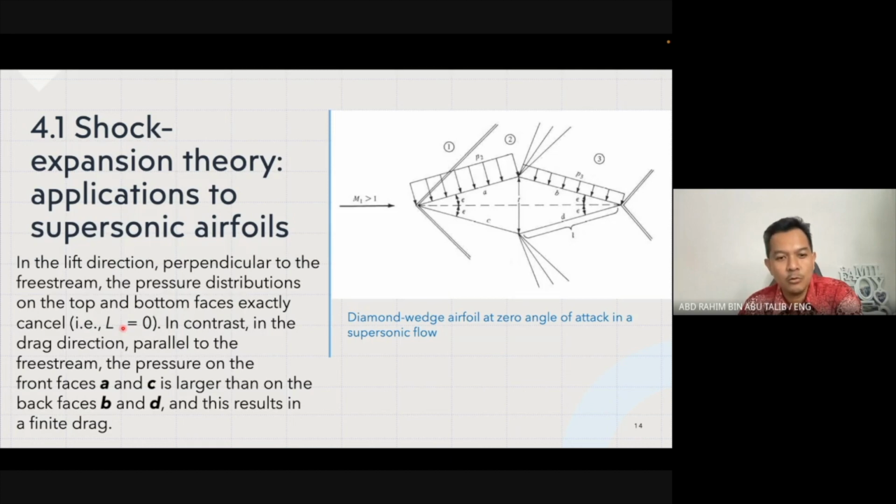L equals 0. In contrast, in the drag direction, in the free stream direction, the pressure on the front faces A and C is larger. It is greater than on B and D. Basically this front portion of the diamond wedge airfoil has a large pressure compared to the region behind the diamond wedge, and this results in a finite drag.